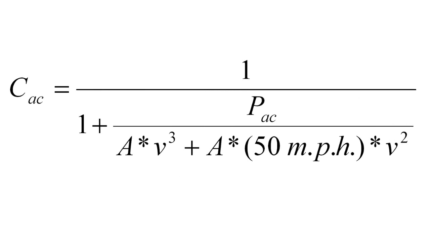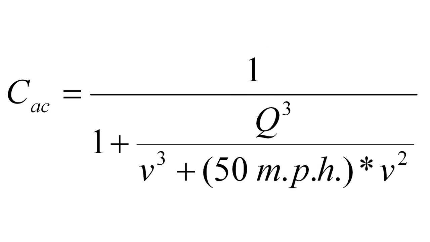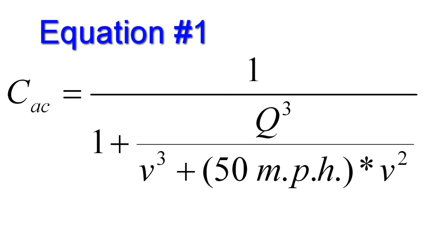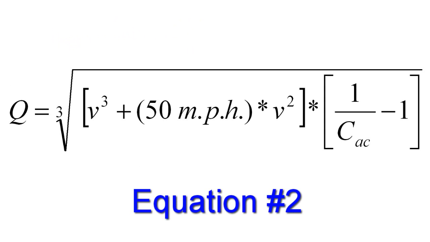To make things easier, we will define Q equals the cube root of PAC over A. We are combining 2 unknowns into 1. The reason for the Q is so Q will have the units of miles per hour. Using this substitution, we get this. I will call this equation number 1. Now, solving for Q, we will get this, which I call equation 2.